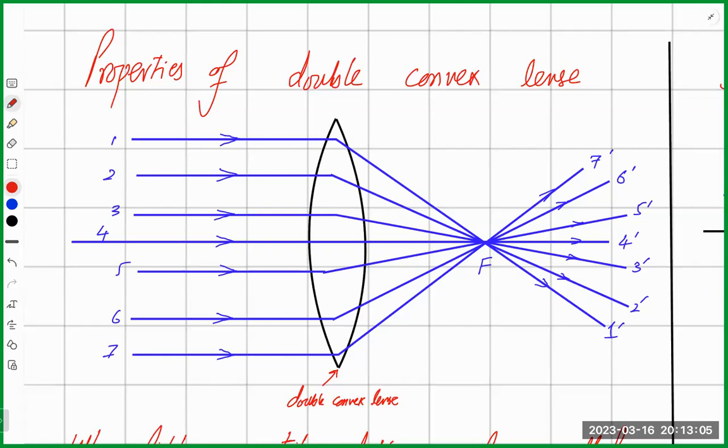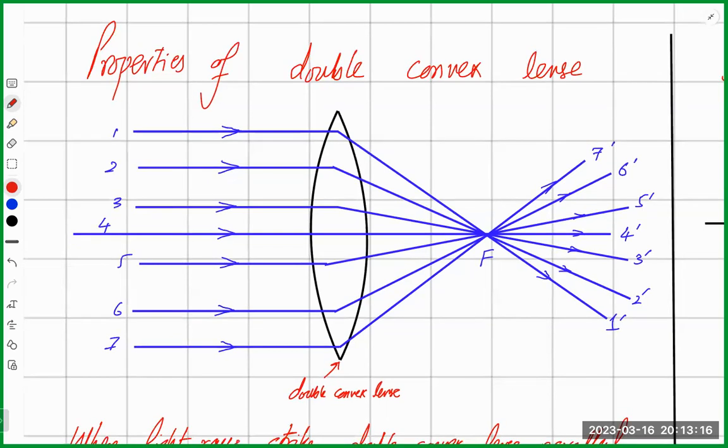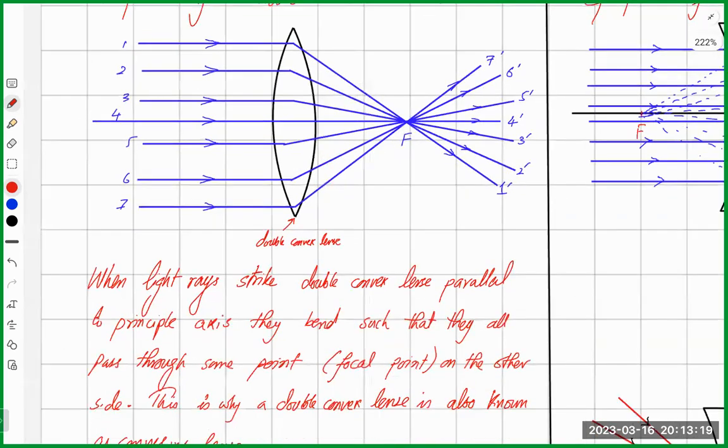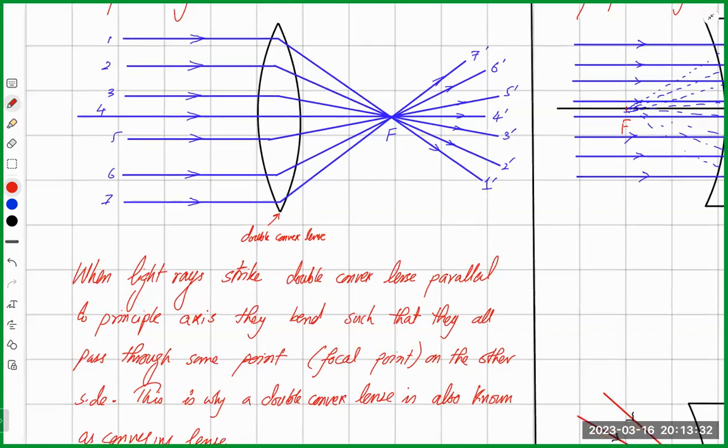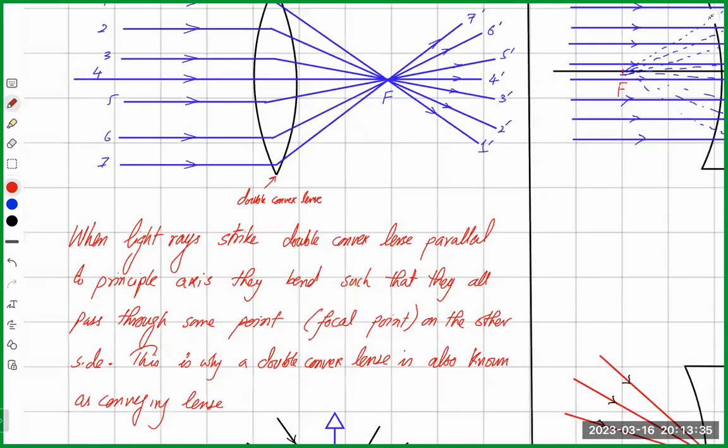This is why a double convex lens is also known as a converging lens. Look, these details are written over here. When light rays strike a double convex lens parallel to the principal axis, they bend such that they all pass through the same point, the focal point, on the other side. This is why a double convex lens is also known as a converging lens. When somebody says converging lens, they mean double convex lens.